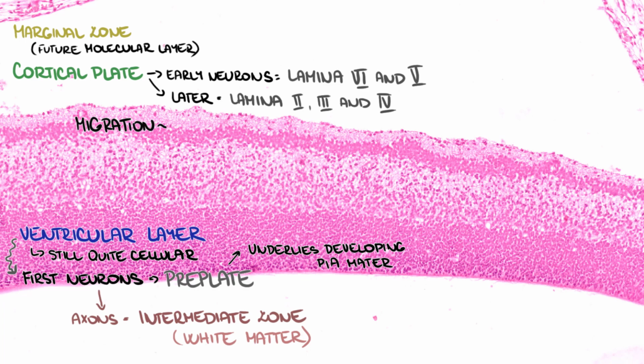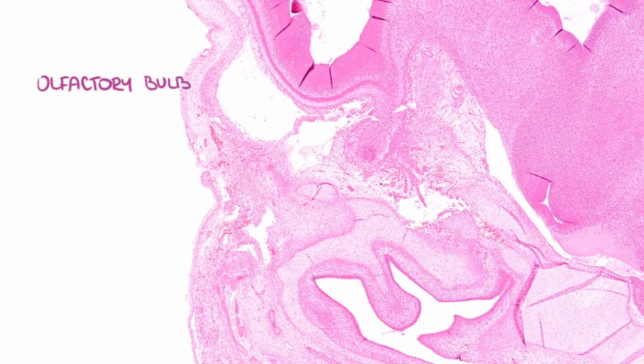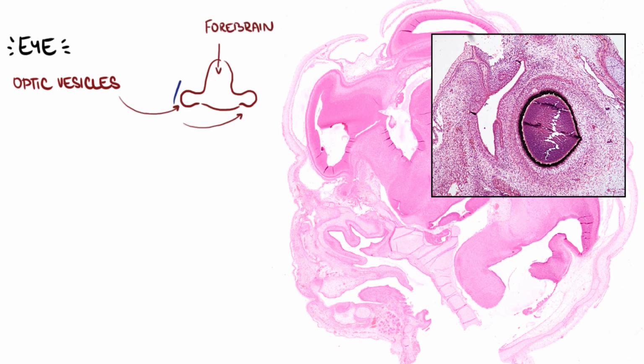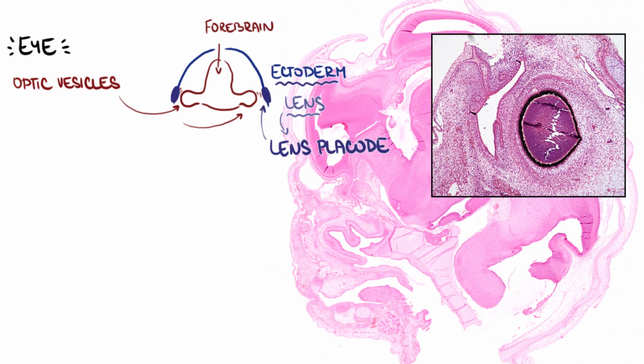The migration of the neurons in the gray matter is important for the proper development of the brain, and migration disorders can lead to serious developmental defects. We can appreciate the olfactory bulb bulging from the developing telencephalon. The emerging structures of the eye can also be seen on some slides. Optic vesicles evaginate from the forebrain and come close to the surface ectoderm. The lens arises from the lens placode, thickening of the surface ectoderm and its subsequent invagination.